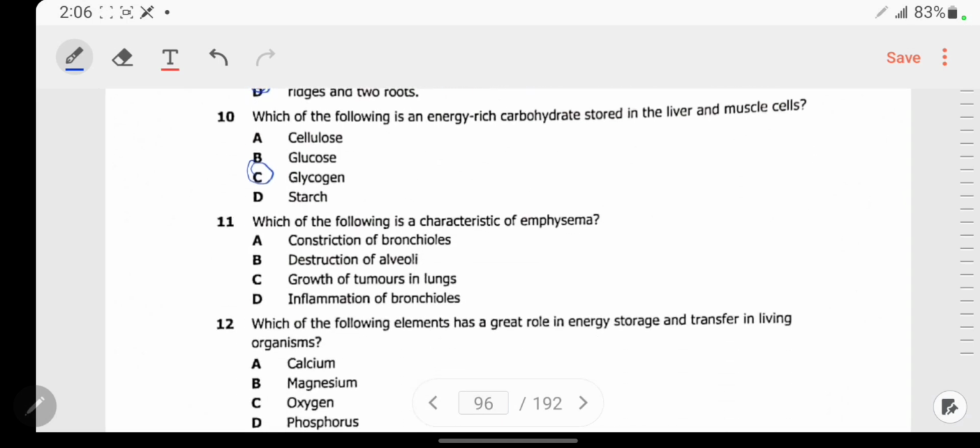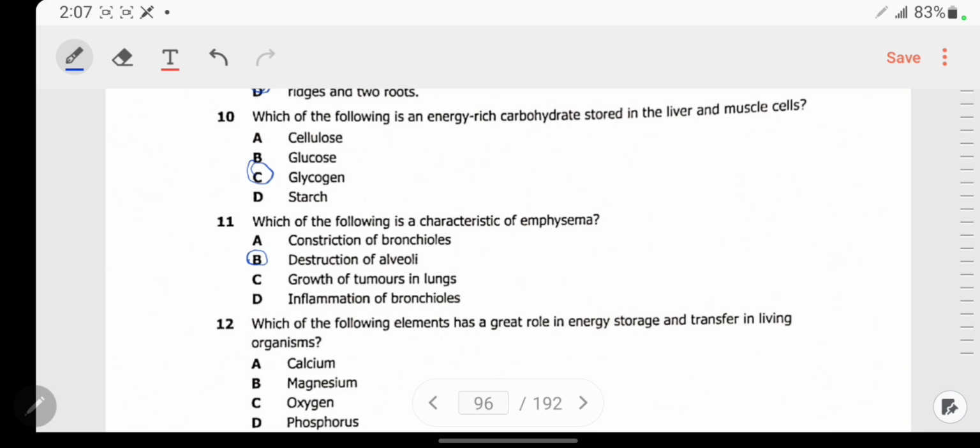Let's look at question 11. Which of the following is a characteristic of emphysema? Emphysema is a disease that is caused by smoking. Now, what does it do? It attacks the gaseous exchange of the animals. It causes the destruction of the alveoli.